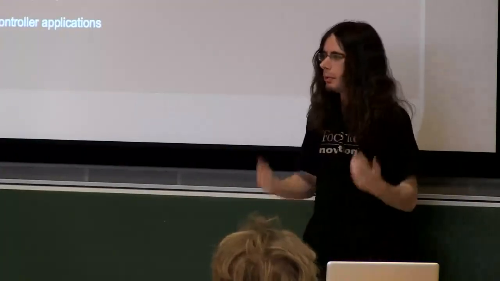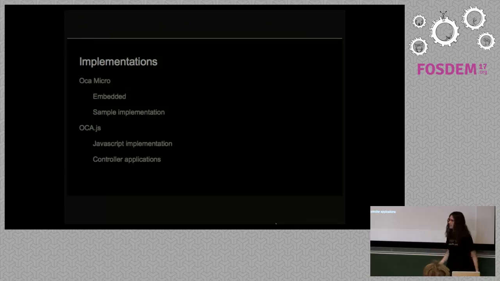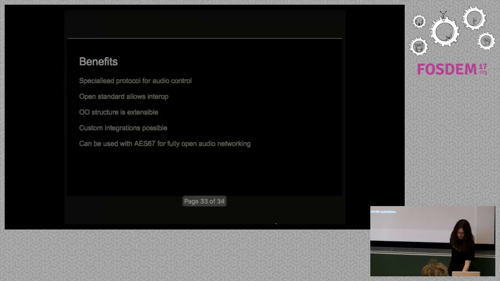And as this is more of a control protocol, there are actually implementations available. There's a sample implementation called OCA Micro. This is designed for embedded devices, and that's intended more as a kind of dev kit. So if you download that, you actually get some source code demonstrating the implementation of AES70. And there's some electronic schematics for a dev board that will run this code. The OCAJS is more of a client-side implementation, for implementing controller applications. That can run in your browser and generate OCA commands to control various things on your network. So that's quite easy to get up and running and get started with.